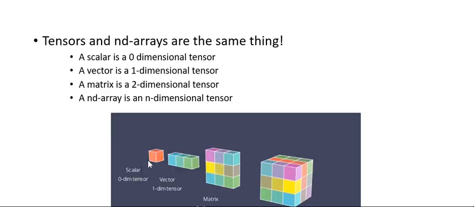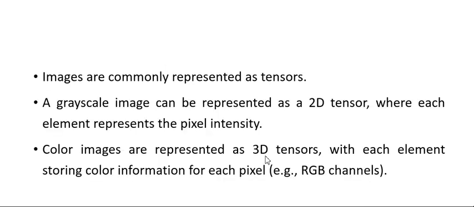So this is a 0-dimensional tensor or scalar, this is a 1-dimensional tensor, this is a two-dimensional tensor, and this is a multi-dimensional tensor. We can also call it a multi-dimensional array. These tensors are useful in our machine learning journey, and especially in deep learning. In deep learning, we work with neural networks, and in those neural networks we represent the data in terms of tensors, with multi-dimensional possibilities.